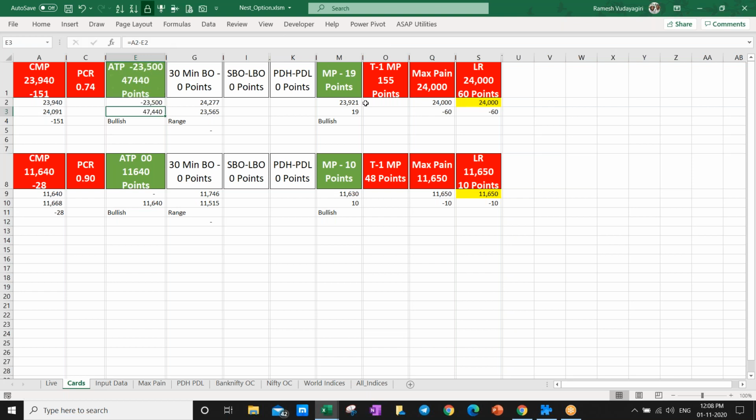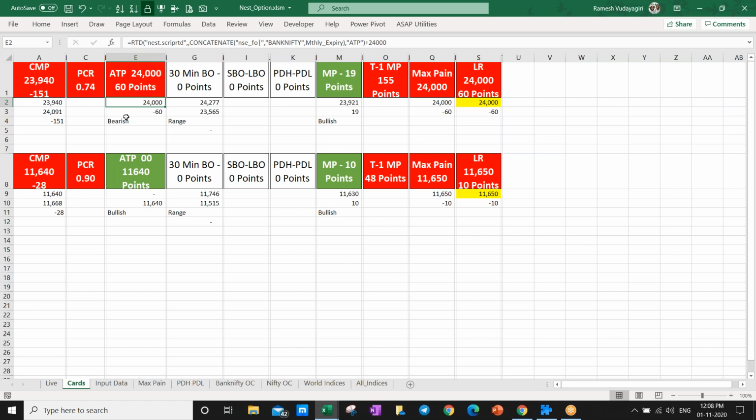Now, let me make it 24,000. Okay, now automatically, based on the VWAP, whether it's trading above or below the VWAP, you'll be able to see the data. So it is 60 points below the VWAP.